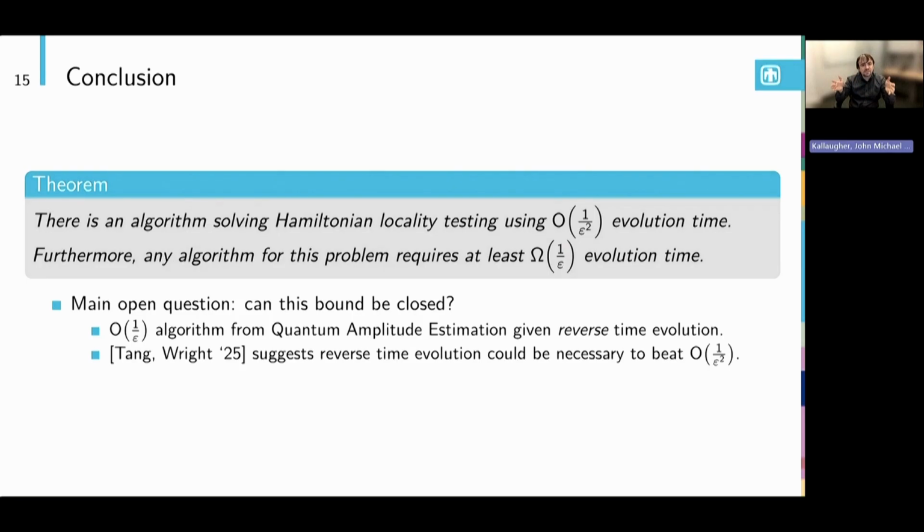But just this year, there was this exciting result by Ewin Tang and John Wright showing that you really do need access to the inverse if you want to do quantum amplitude estimation. And so that, to me, suggests that maybe you could get this lower bound up to 1 over epsilon squared by using some of the techniques that they use to prove the hardness of QAE.